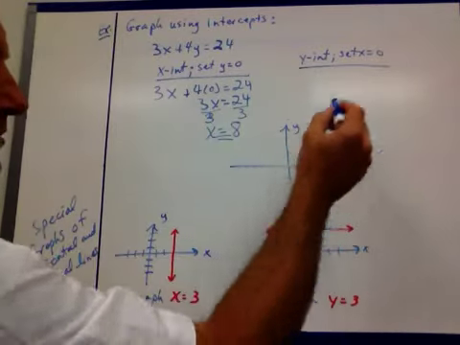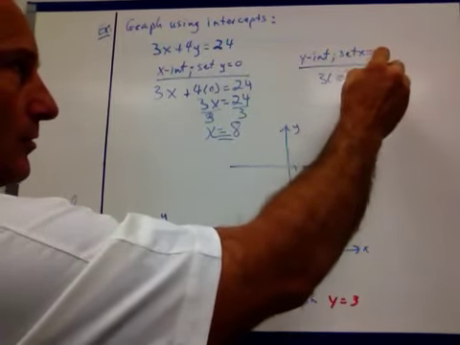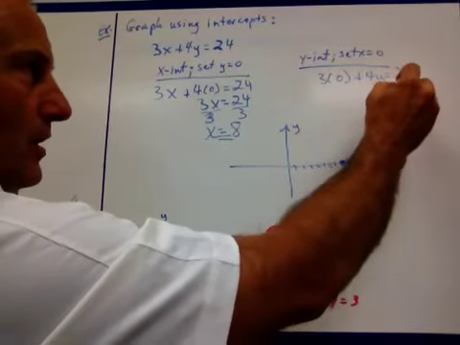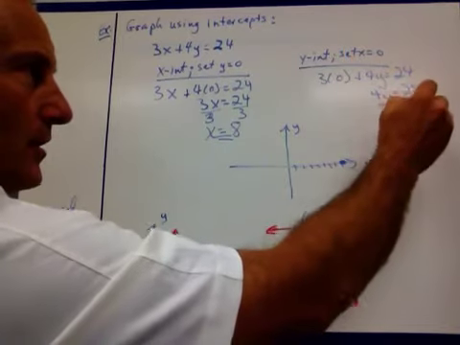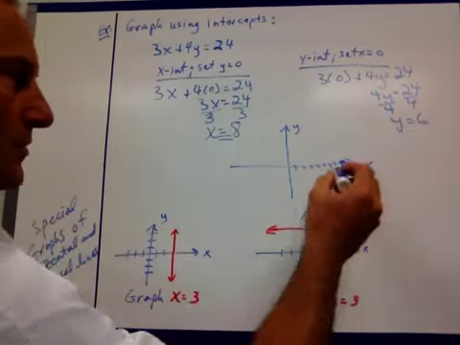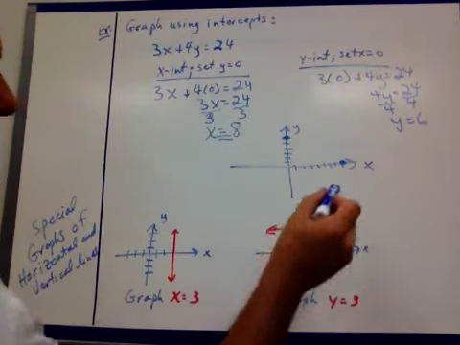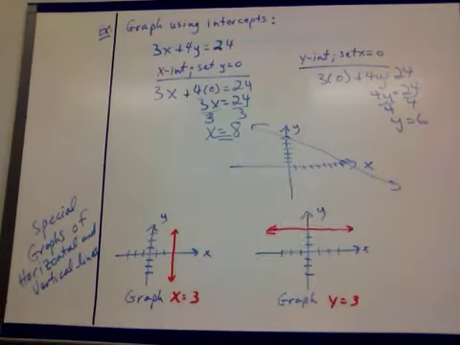How about the y-intercept? Where am I going to cross here? Well, I said x equal to 0. So I get 4y is equal to 24 because 3 times 0 cancels out. Divide out my 4, y is equal to 6. There's my y-intercept. Now I have 2 points, I can draw my line. Boom. Just like that.